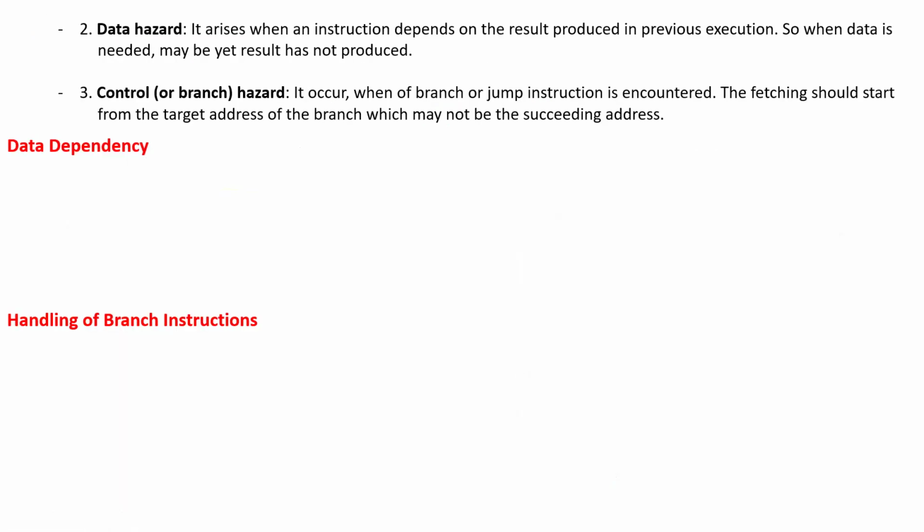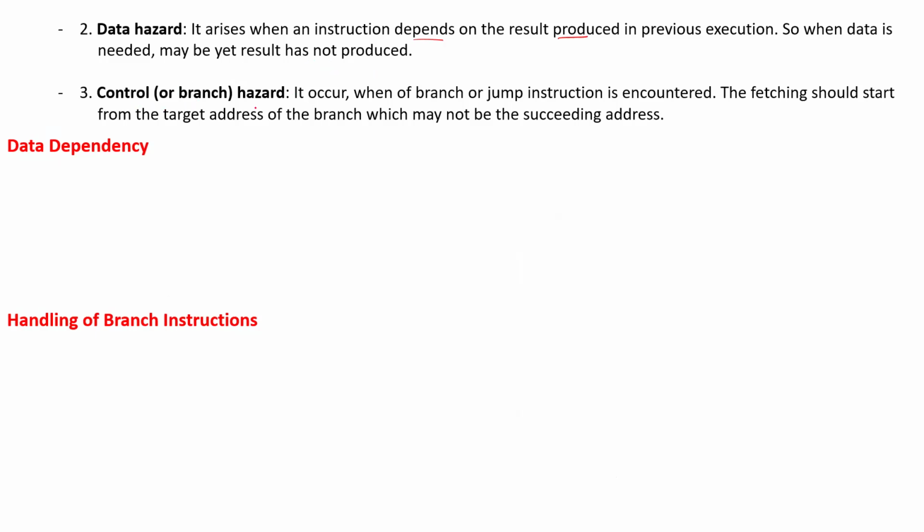Second one is data hazards. Data hazards are about the resource of information. Like some people want to do something, but money is not available. Similarly here, if your current execution depends upon the past data outputs, and that data is not available, then it is called a data hazard. It depends on the result of the previous execution, and the data is needed but not yet produced. That is called a data hazard.